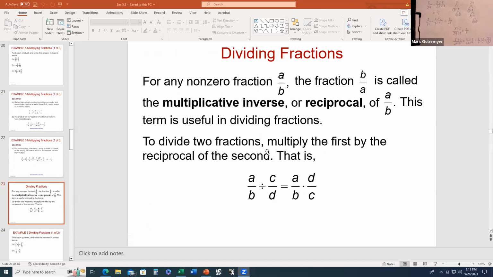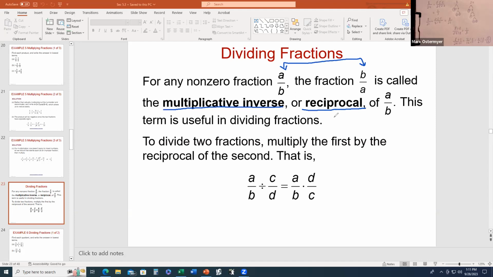All right, how do we divide fractions? Well, in order to divide fractions, we have to understand how to take the reciprocal of a fraction. And so we say that when you have a fraction a over b and you flip it upside down to get a fraction b over a, these are called reciprocals of each other. So a over b is the reciprocal of b over a and vice versa.